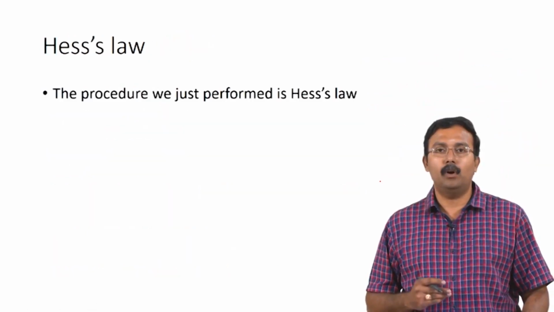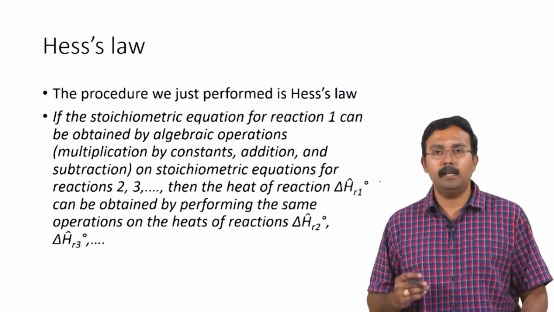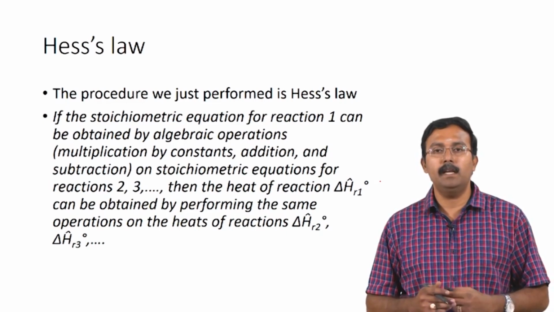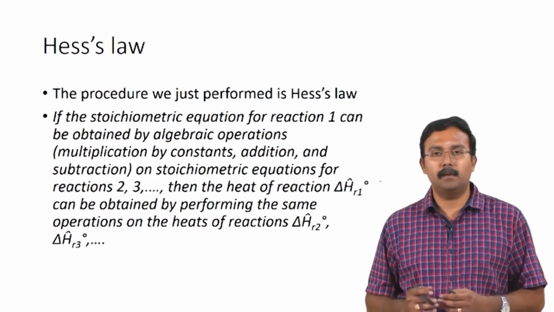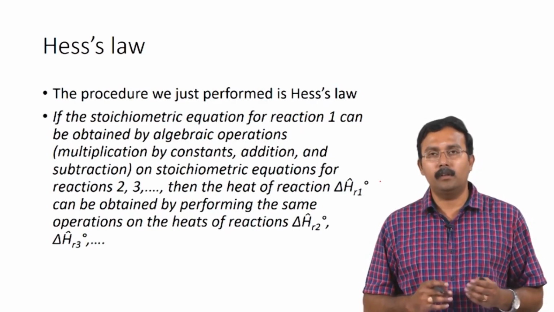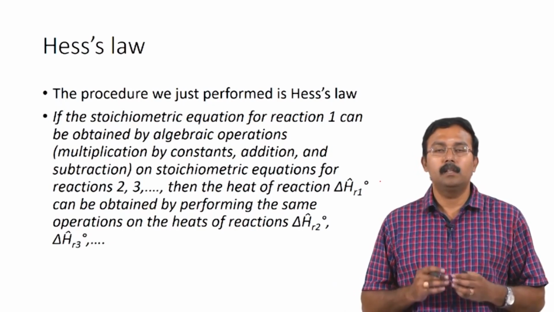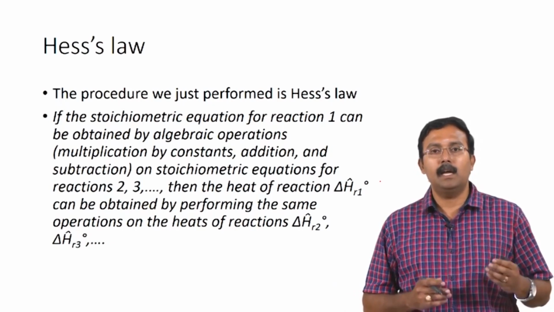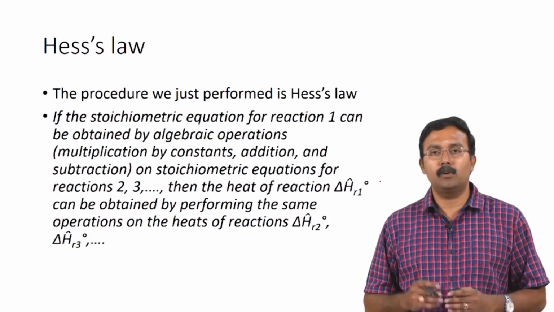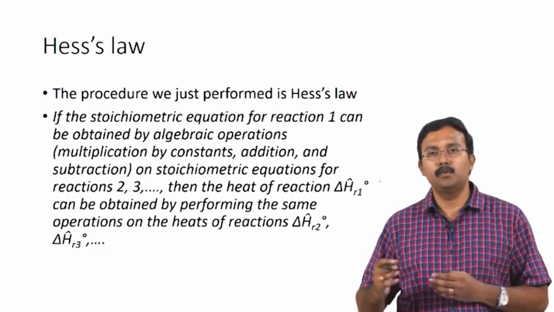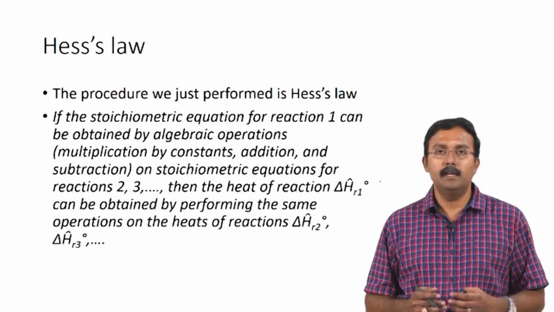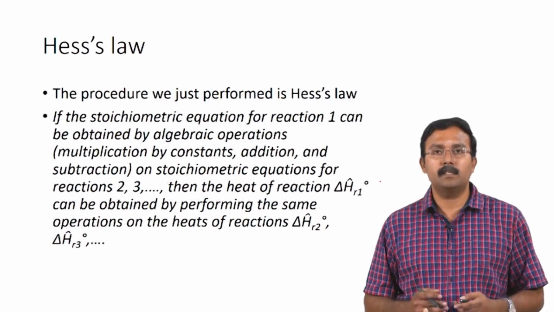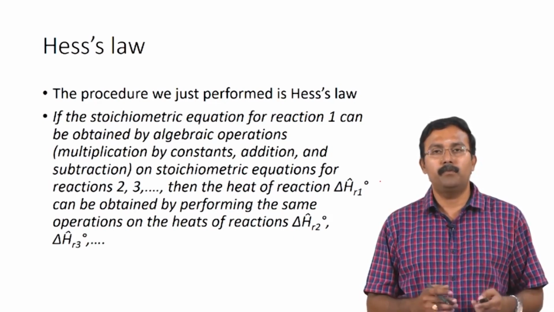What we did now is called Hess's law. Hess's law is stated as: if a stoichiometric equation for reaction 1 can be obtained by algebraic operations, which could be multiplication by constants, addition and subtraction on stoichiometric equations for reactions 2, 3, 4 and so on, then the heat of reaction for reaction 1 can be obtained by performing the same operations on the heats of reactions for reactions 2, 3, 4 and so on. This is the statement of Hess's law, and this is what we just did. We can use this to calculate the heat of reaction for reactions that cannot be performed experimentally.